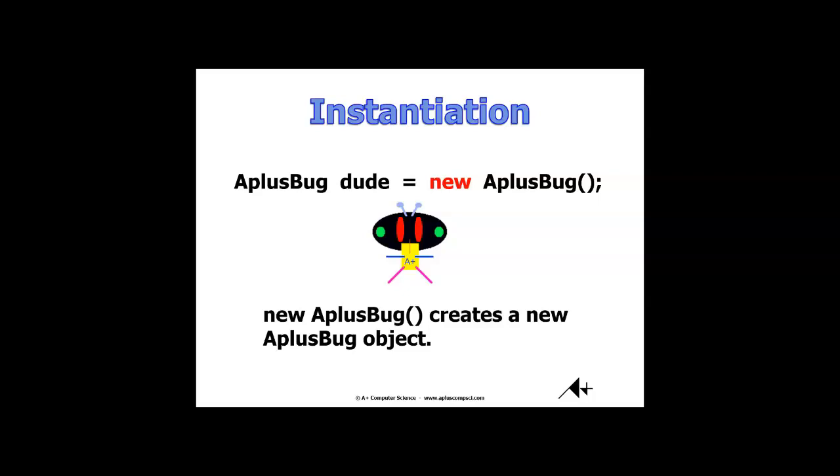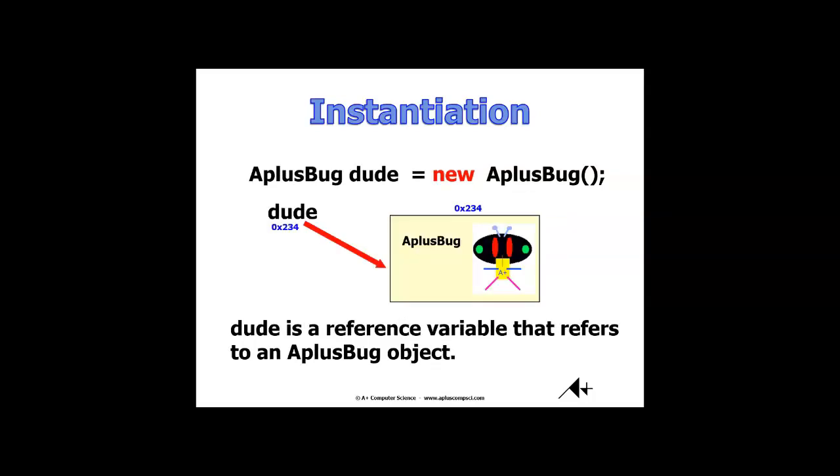So here, in order for us to use the A Plus Bug class, we have to instantiate a new object of that type of class and then make a reference which keeps track of it. So here we have dude. Dude is a reference that is pointing to, or keeping track of, an A Plus Bug. So this diagram helps you out with that a little bit more. Dude is not the A Plus Bug, but it knows where the A Plus Bug is.